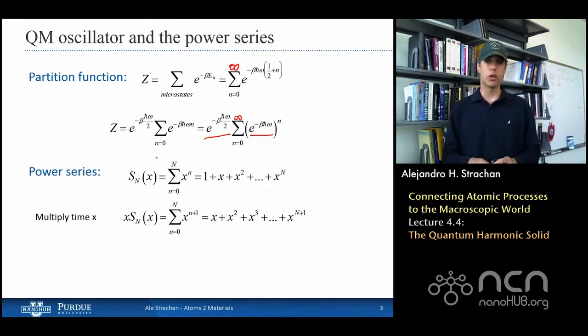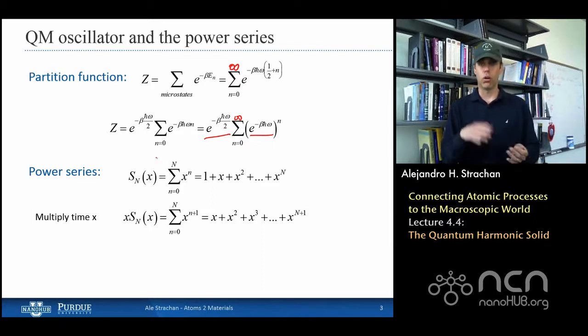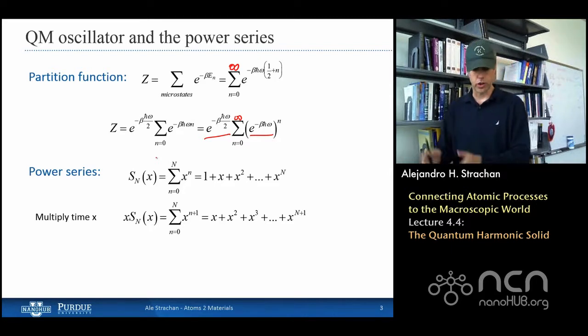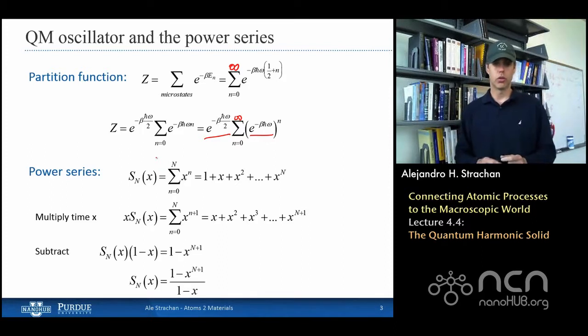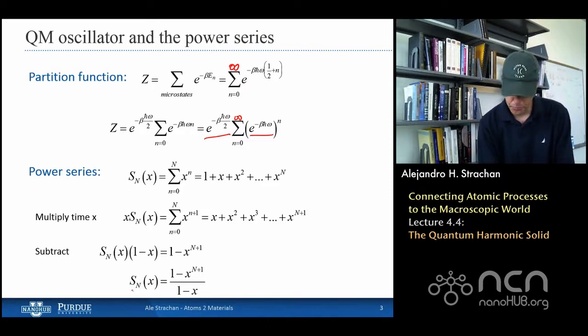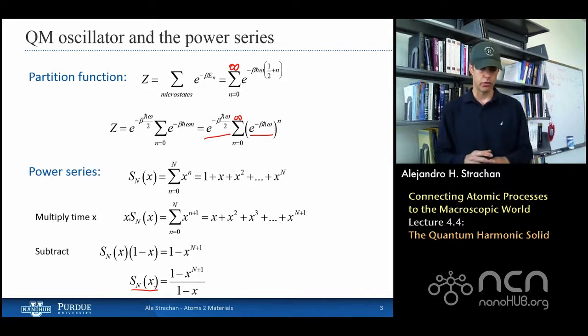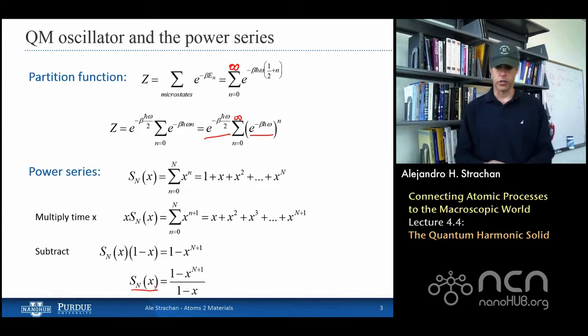And now what we're going to do is multiply this sum times x. So I just shift all the terms by 1. I start at x plus x squared and so on and so forth. And now what I'm going to do is subtract these two equations, left hand side and right hand side. And with that, just after a simple algebra step, I get to this expression where I have a closed form solution for the sum of these N terms. You can see that on the right hand side.